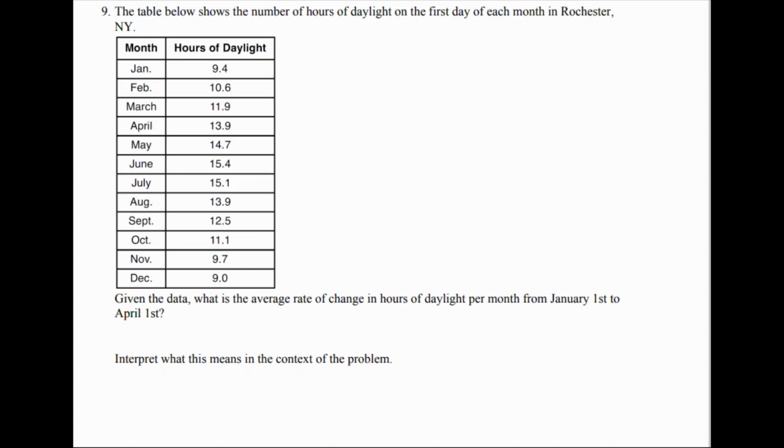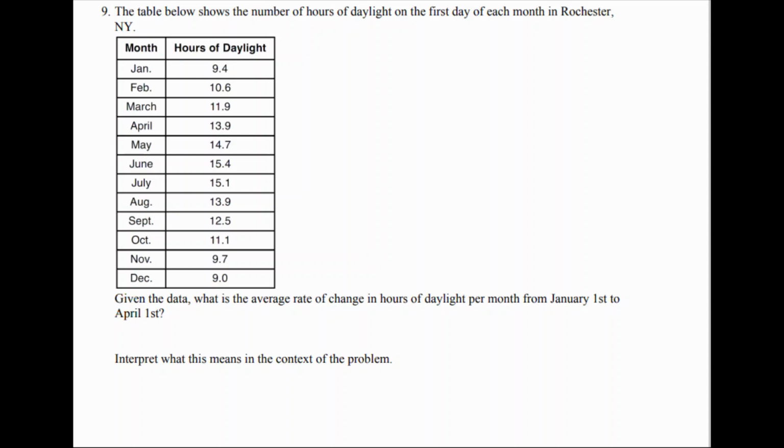Number 9 says, the table below shows the number of hours of daylight on the first day of each month in Rochester, New York. And so we have a table of the months, January, February, March, April, May, all the way to December, and different hours of daylight. Given the data, what is the average rate of change in hours of daylight per month from January 1st to April 1st?